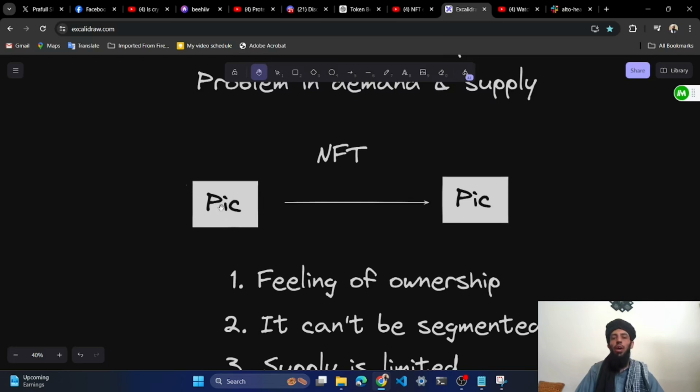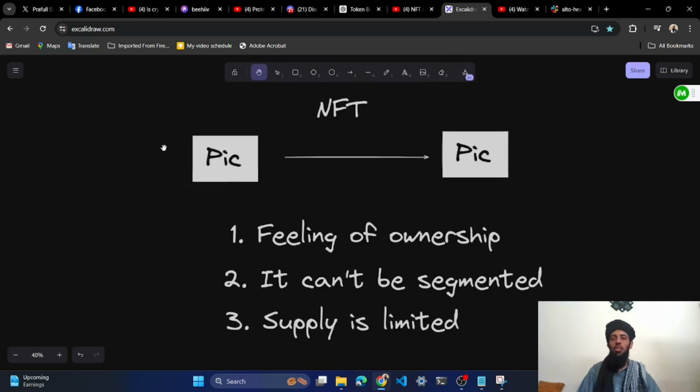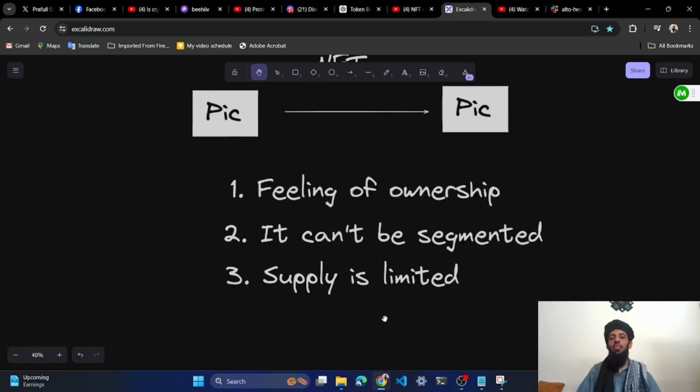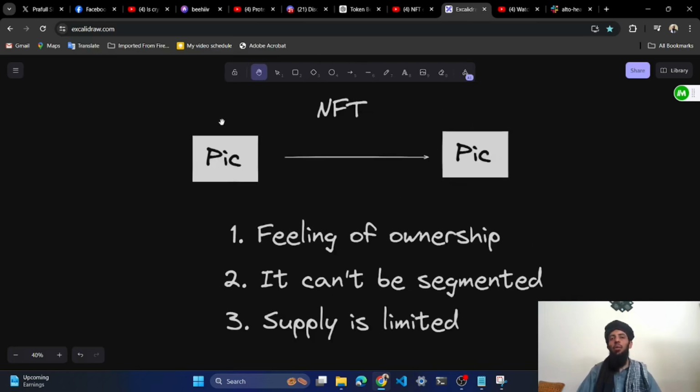So let's say if you have created a picture, then this picture cannot be copied, because you have the ownership of it, and you can claim this, and it will give you the feeling of ownership, and it cannot be segmented. Many copies of this picture cannot be created, and the supply will be limited. You can, let's say, make the supply of this picture up to 10, like only 10 pictures will be created on my side, and furthermore pictures cannot be created as a copy, and it cannot be segmented.